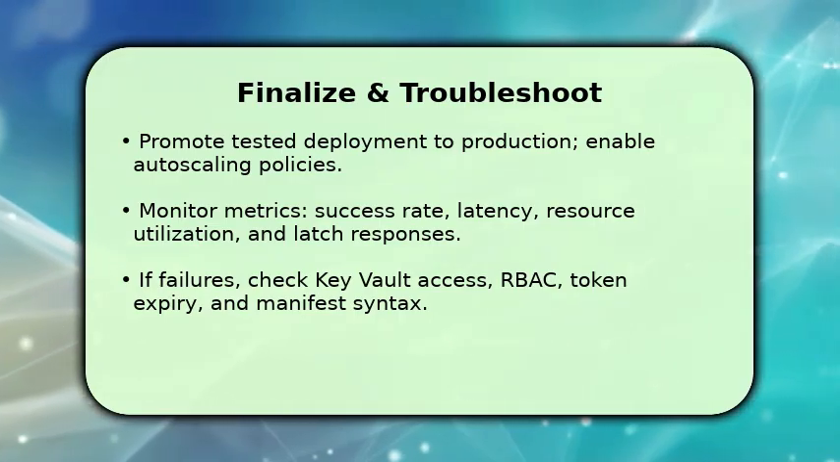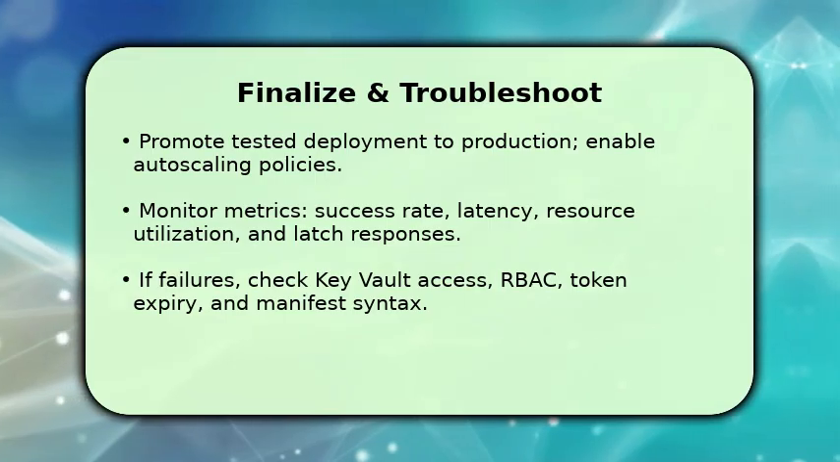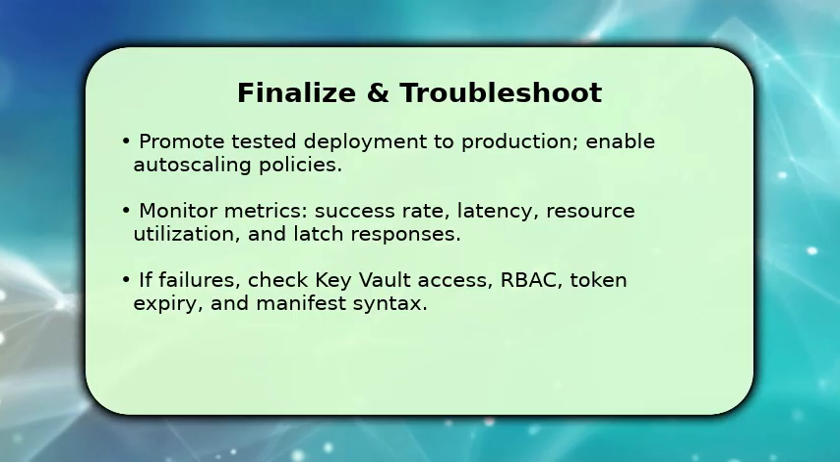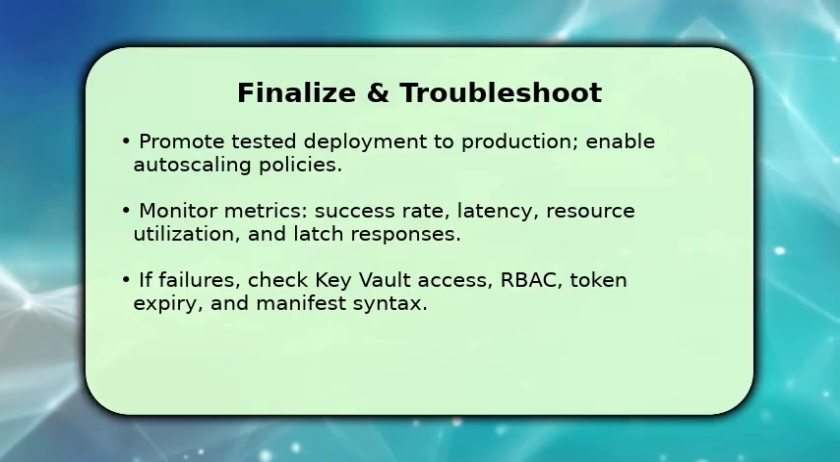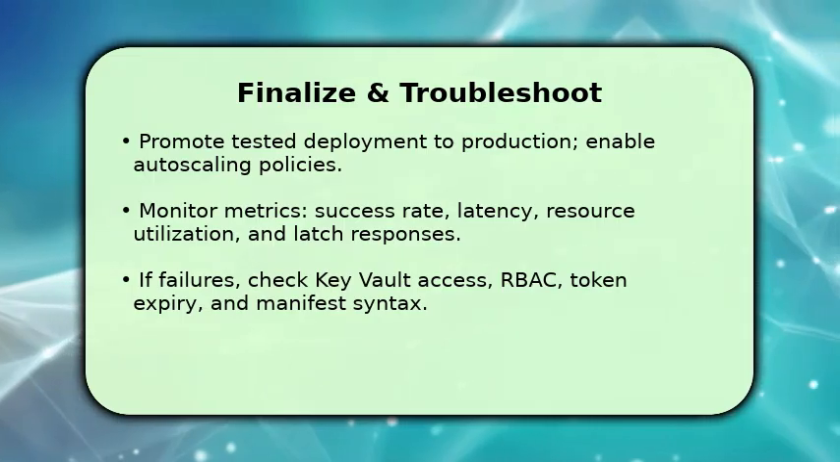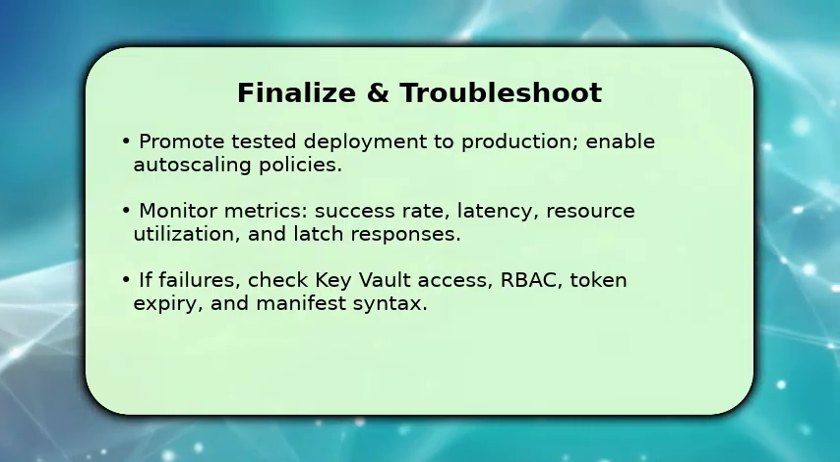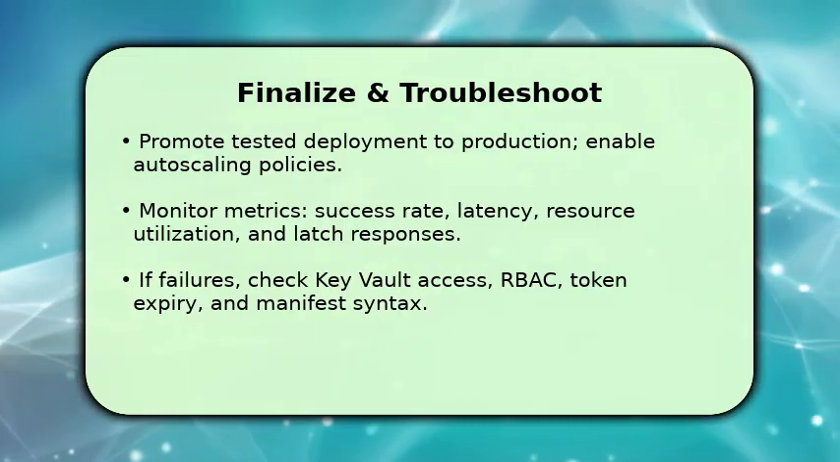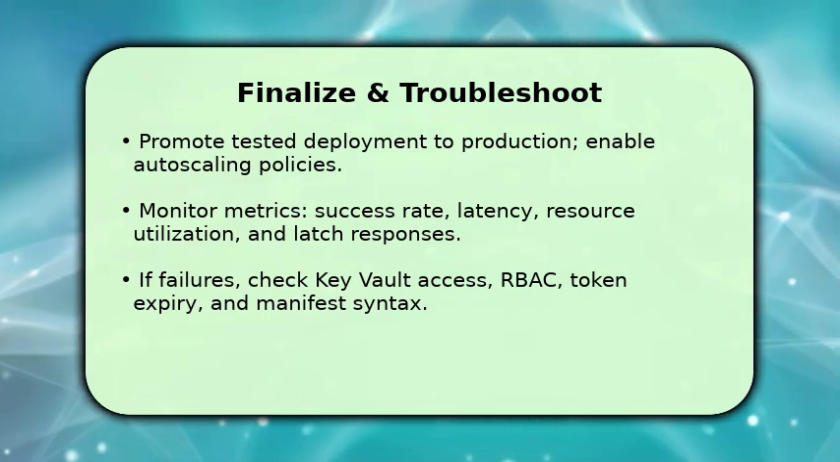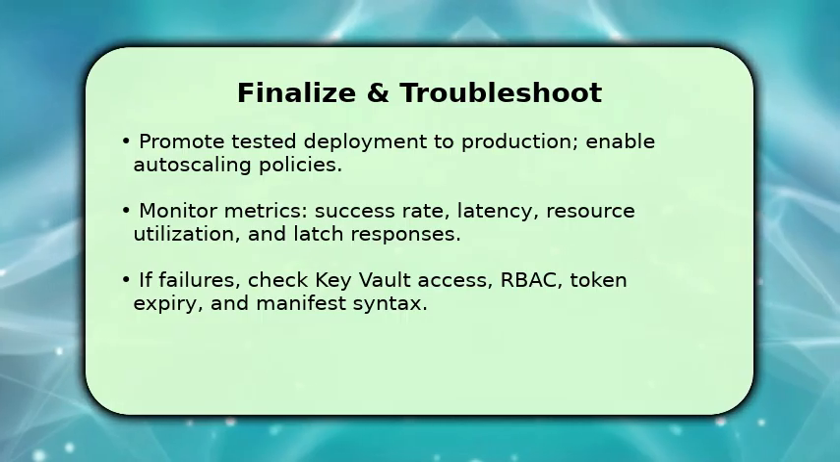Once promoted, monitor key metrics like success rate, latency, resource utilization, and how the latch responds to requests. If things go wrong, first check Key Vault access and RBAC permissions, then verify client credentials and token expiry, and finally inspect the manifest syntax for mistakes. Restart the service after fixes. This sequence usually resolves common issues.